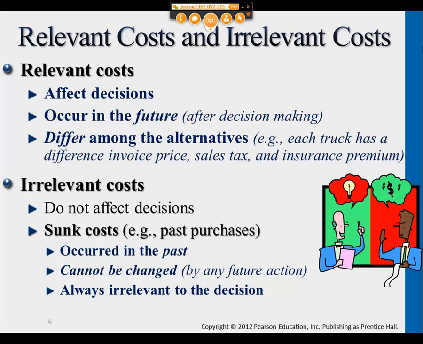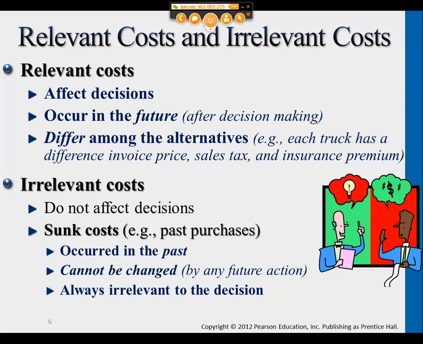They also are going to differ among all the alternatives that we have on the table. So what does it mean? An example would be each truck has a different invoice price, sales tax, insurance premium, right? What we apply for our case, we're also applying for the alternative. If we're buying a truck, we have to account for all the costs, right? I named price, tax, insurance. That same criteria applies also for your alternatives, maybe other vendors who are selling the trucks. So we'll account for the same price, taxes, and insurance with other alternatives.